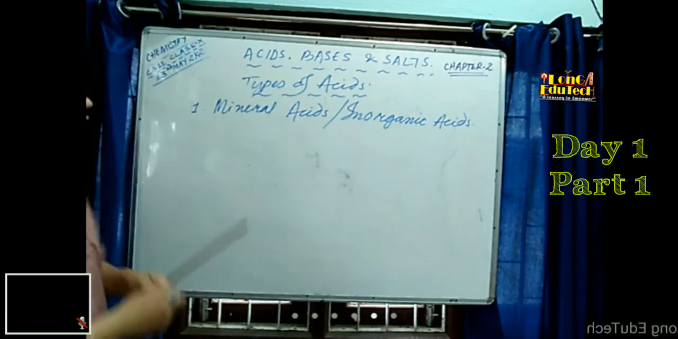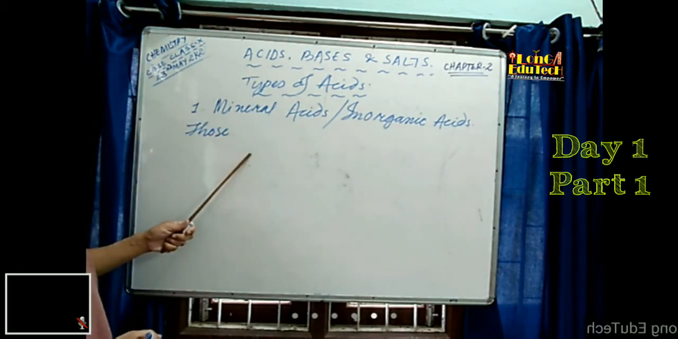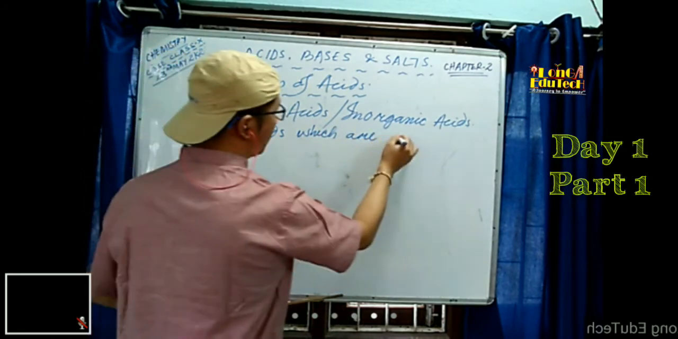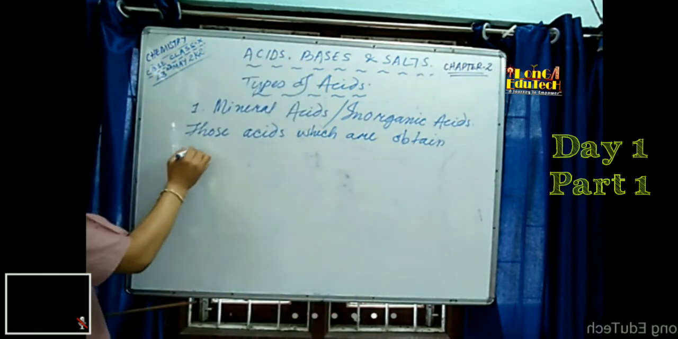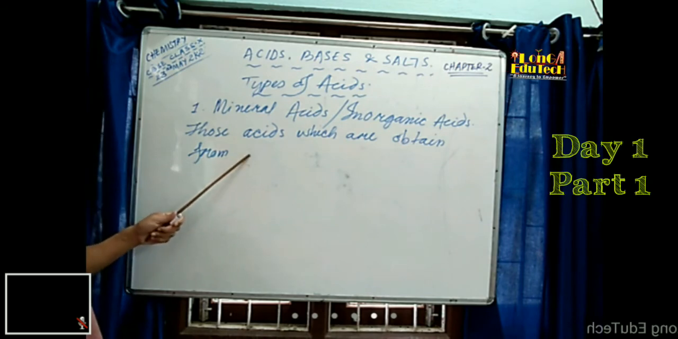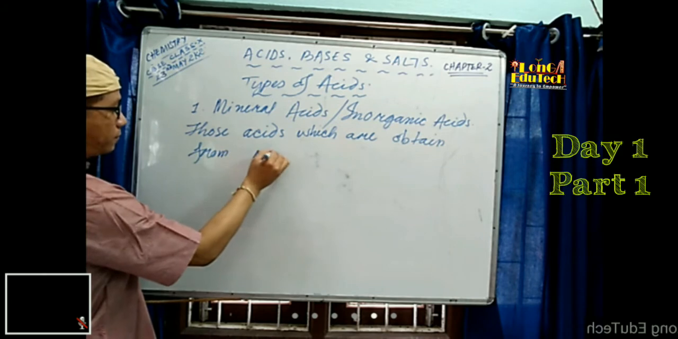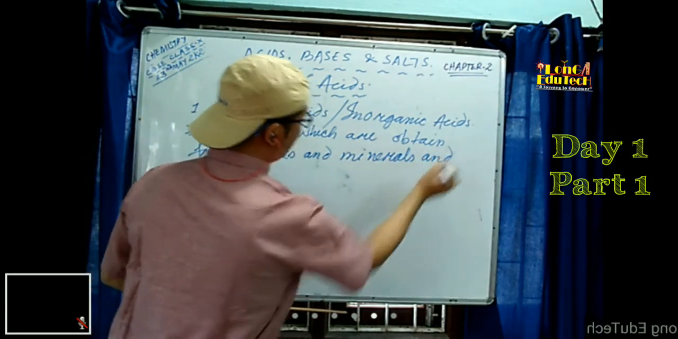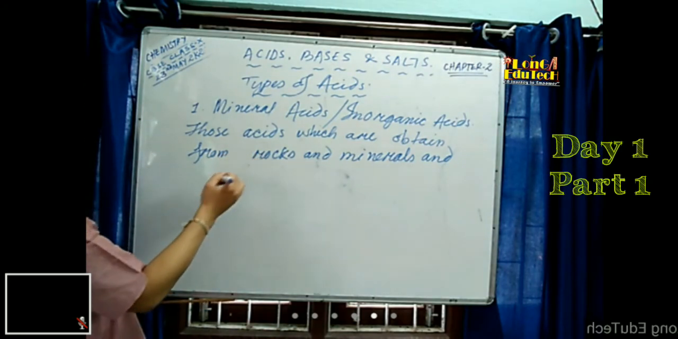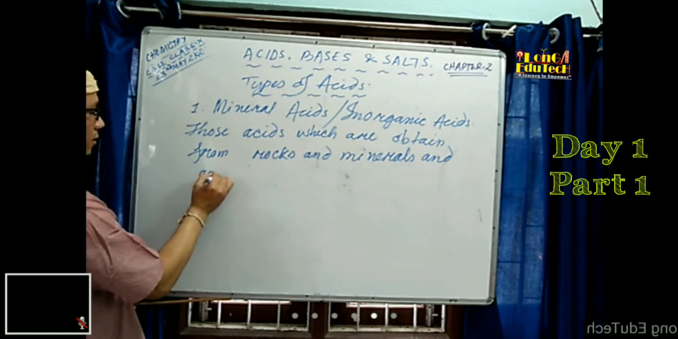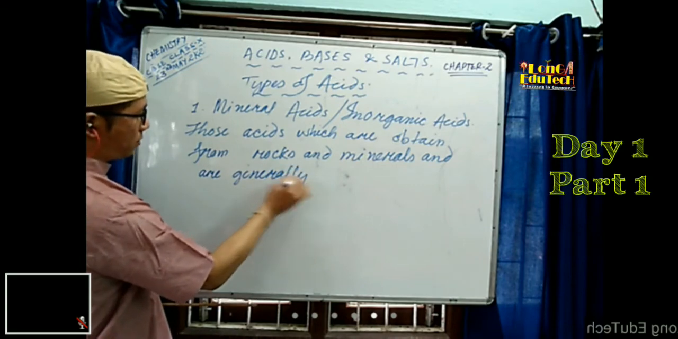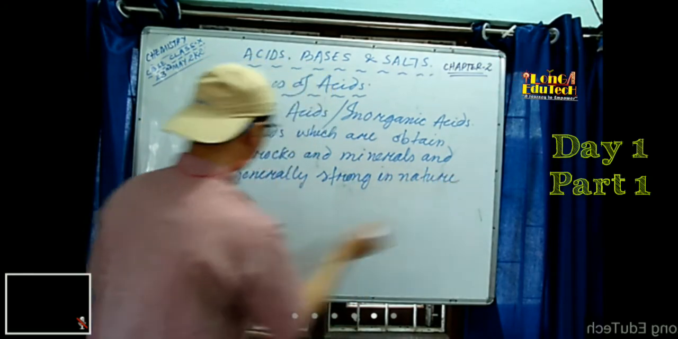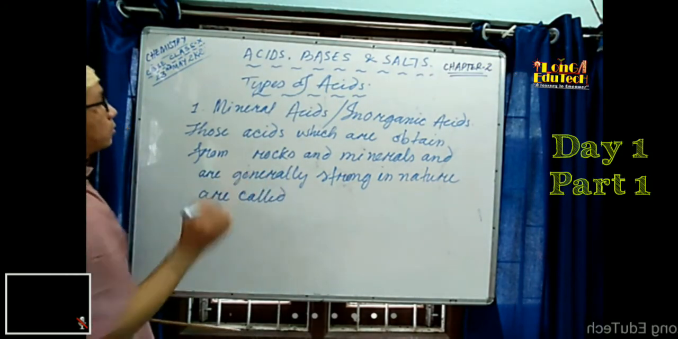Got the point? We'll write here: those acids which are obtained from the rocks and minerals, and are generally strong in nature, are called mineral acids.